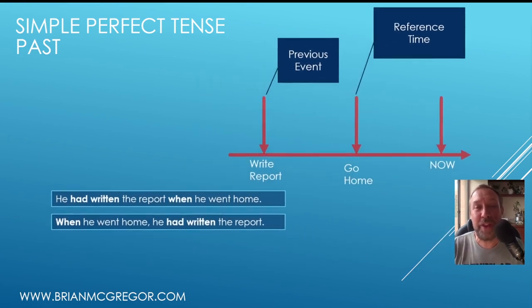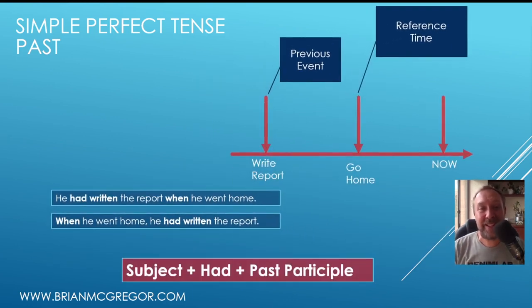Now the format for this is subject, had, and then the past participle. Remember that in English we have 2 versions of the past tense of the verb. So for write we have the past simple, which is wrote, and then we have the past participle, which is written. So we have the subject, he, and then had, and then the past participle, and that's the same here. Now the event that happened first is the one that has the past perfect tense with it.